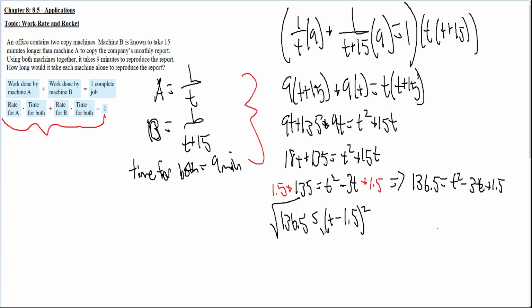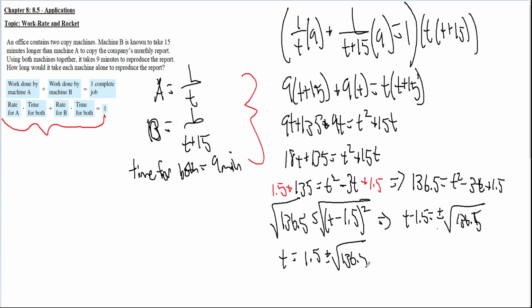And then we just take the square root of both sides, and we see that t minus 1.5 is equal to plus or minus the square root of 136.5. Add the 1.5 to both sides, and we have t is equal to 1.5 plus or minus the square root of 136.5. And so the solutions for t is that t can be equal to 1.5 plus the square root of 136.5, or it can be equal to 1.5 minus the square root of 136.5.